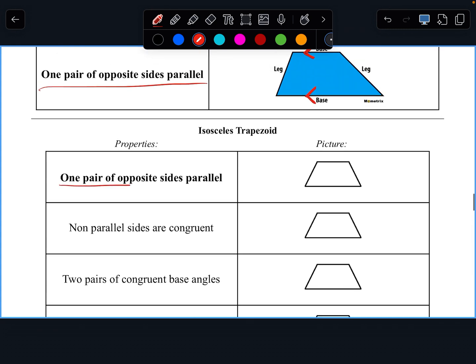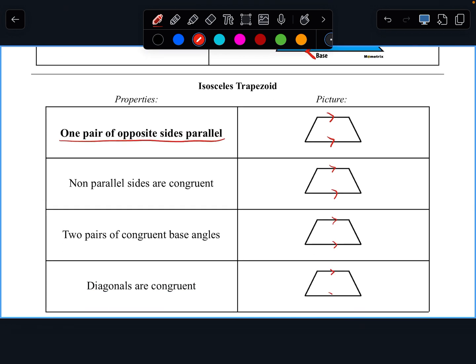Okay, so isosceles trapezoid is a fancier trapezoid. So it's got one pair of parallel sides. So all of these have one pair of parallel sides. But they also have fancy things. The non-parallel sides are the same. So these two are the same. So if there's algebra there, set them equal. Two pairs of congruent base angles. So the base angles are congruent. So there's these two and these two.